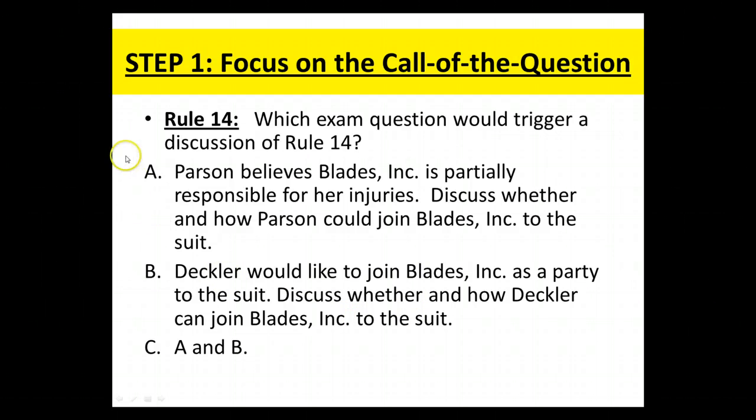So in general, even just giving our rough analysis, this question, where Parsons believes Blades Incorporated is responsible for injuries and would like to join them, does not trigger Rule 14. Why not? Because she's not defending anything in this action. So I don't think this call of the question is really trying to get me to even discuss Rule 14. Now, it may be something I can discuss under B. I'd have to look further and decide whether or not I think Rule 14 would really help Deckler here. That's the next issue. That would be step 2. But for right now, this call of the question helps me think about this.